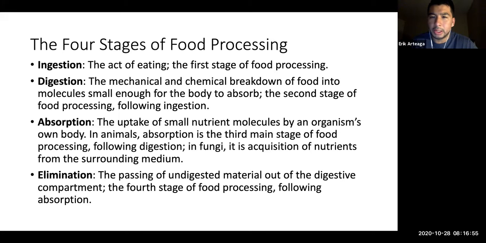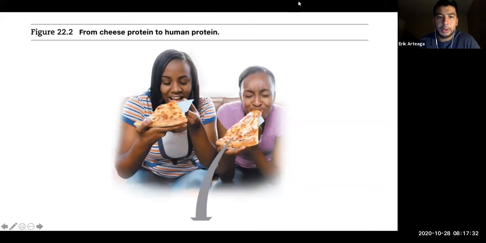So if you remember, I believe I briefly mentioned fungi. Fungus is saprophytic, so it does dump out its digestive enzymes outside of its body in order to break it down into their individual food molecules, right? Their individual monomers. So if the food molecules are quite large, they'll dump out the digestive juices or enzymes in order to break it down to absorb. Okay. Elimination, this is the passing of undigested material out of the digestive compartment. The fourth stage of food processing following absorption. All right.